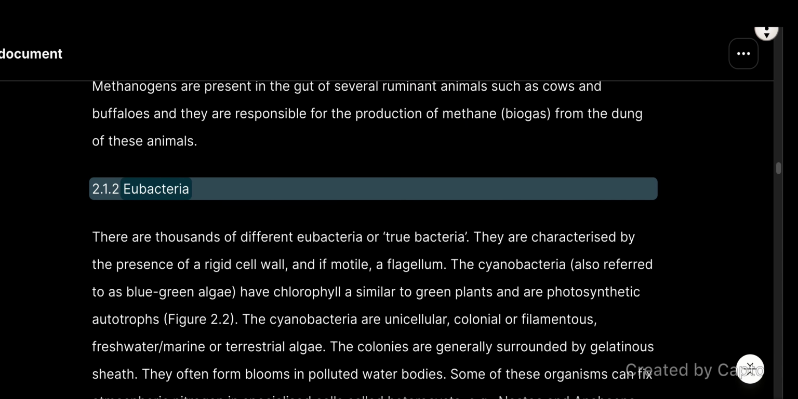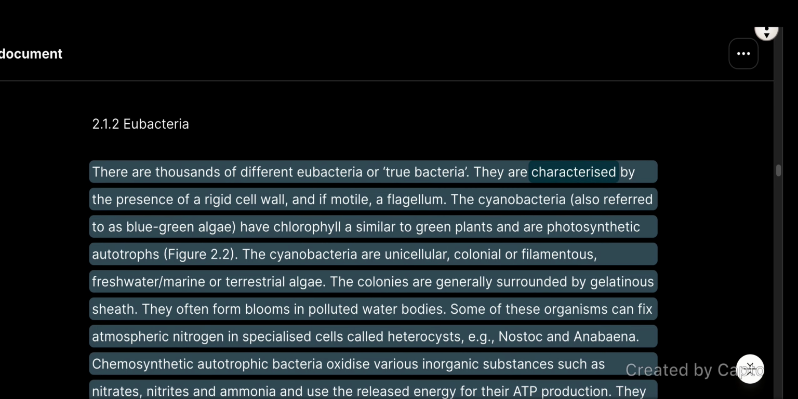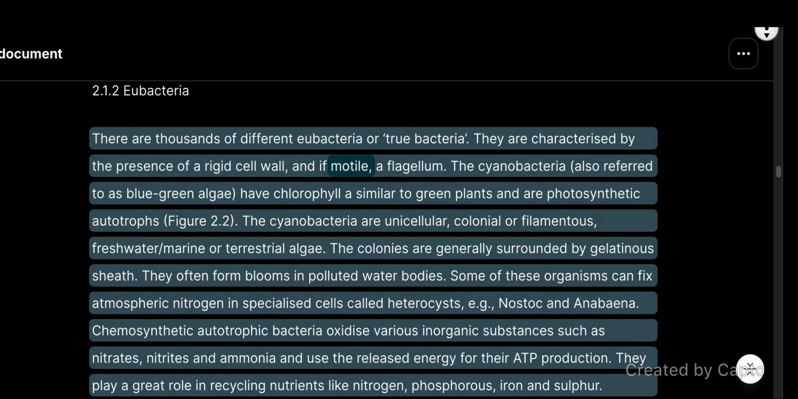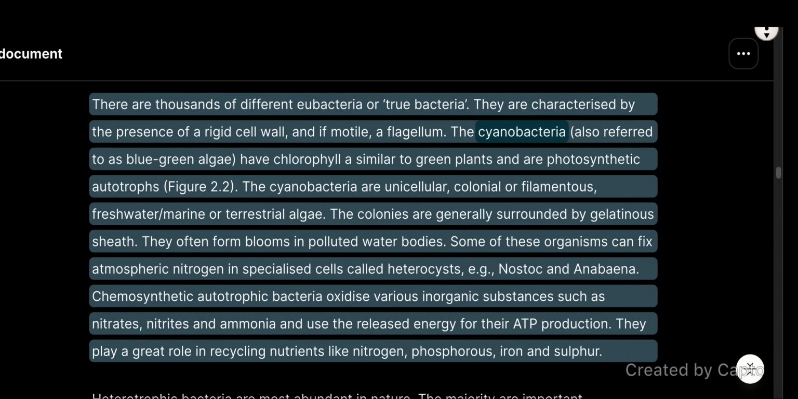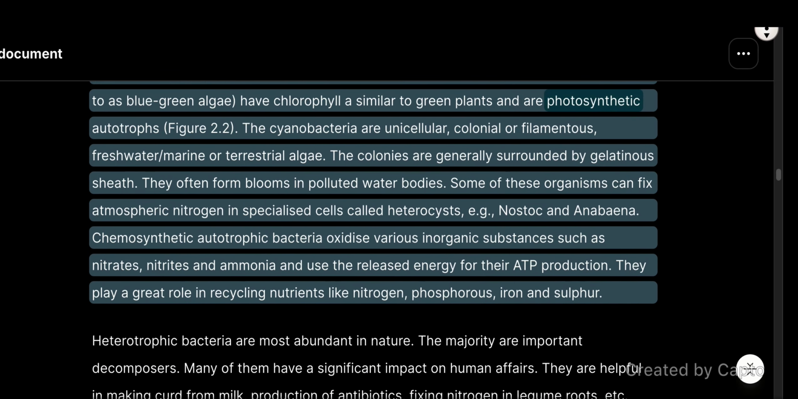2.1.2 Eubacteria. There are thousands of different eubacteria or true bacteria. They are characterized by the presence of a rigid cell wall and, if motile, a flagellum. The cyanobacteria, also referred to as blue-green algae, have chlorophyll, are similar to green plants, and are photosynthetic autotrophs. Figure 2.2. The cyanobacteria are unicellular, colonial or filamentous, freshwater, marine or terrestrial algae. The colonies are generally surrounded by a gelatinous sheath. They often form blooms in polluted water bodies. Some of these organisms can fix atmospheric nitrogen in specialized cells called heterocysts, for example, Nostoc and Anabaena.